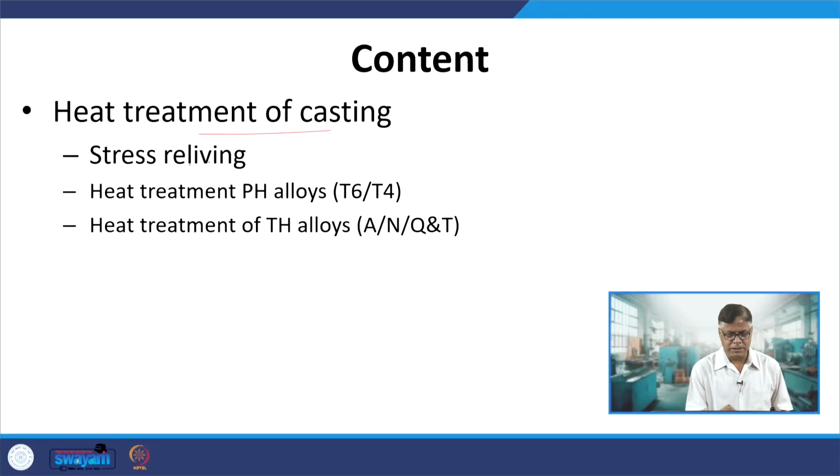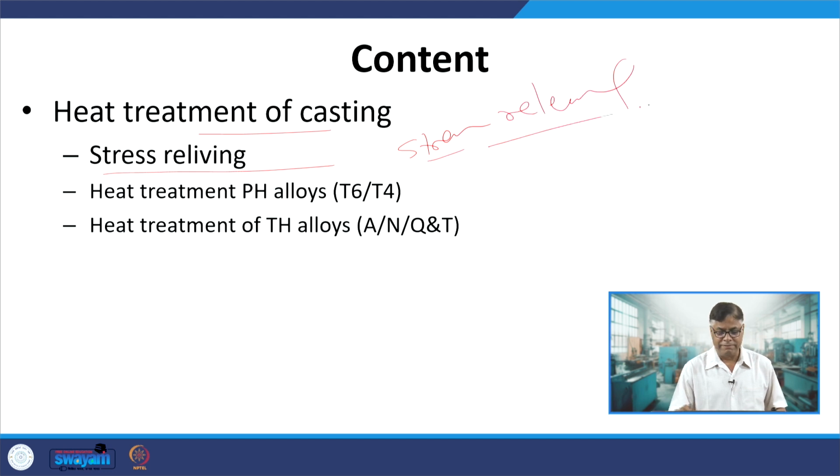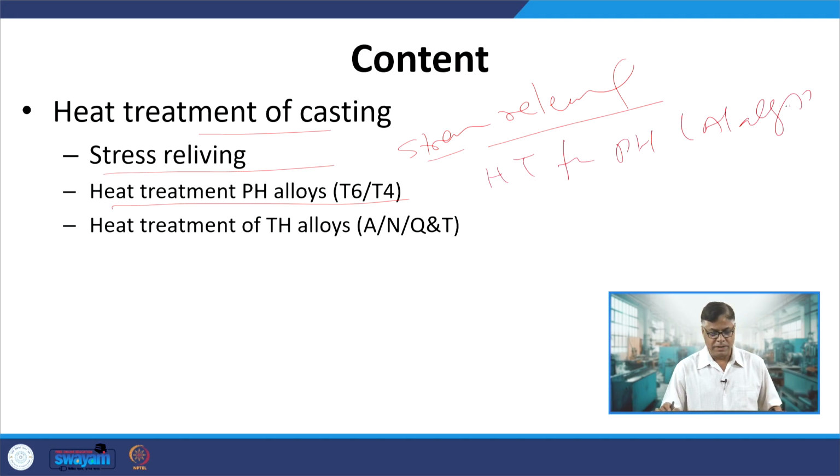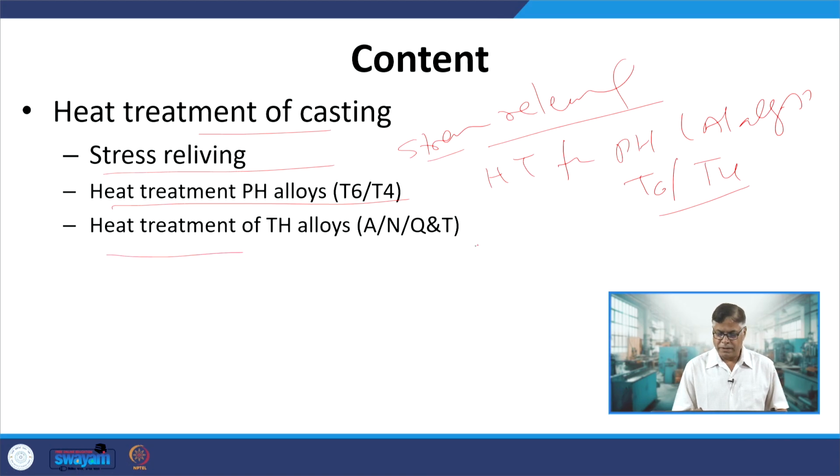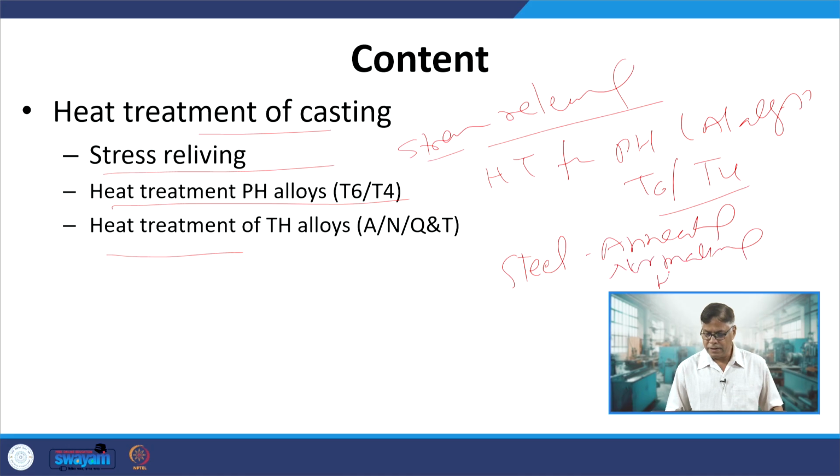As far as content is concerned, we'll be talking about the heat treatment of castings. Heat treatment involves, first, heat treatment for stress relieving. The second is the heat treatment for the aluminum alloys, where we'll be talking about two types, T6 and T4 heat treatment. Then also heat treatment of the transformation hardenable alloys, particularly steels, like annealing, normalizing, hardening, coupled with tempering. So these are the kinds of heat treatments about which we will be talking.